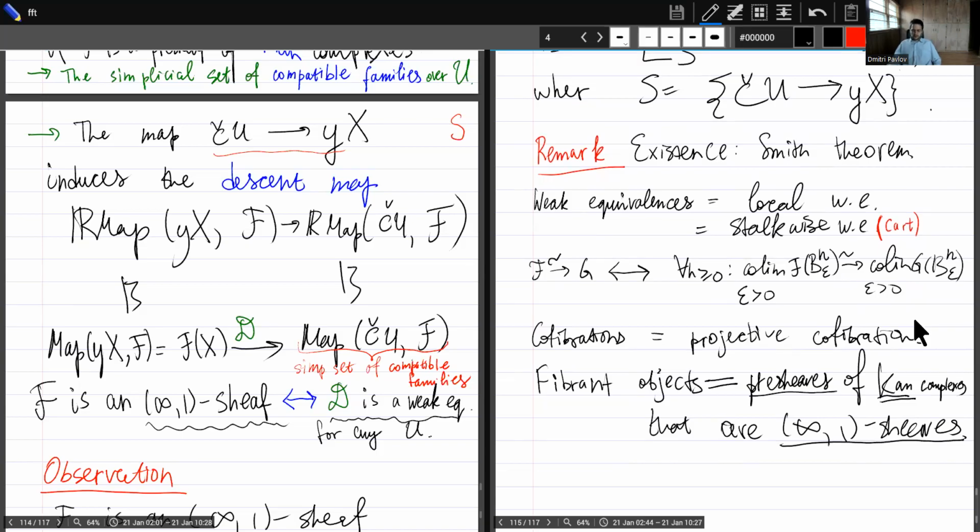Okay, so I hope this gives you some intuition what the Čech local model structure is. Any questions before we consider some simple examples?